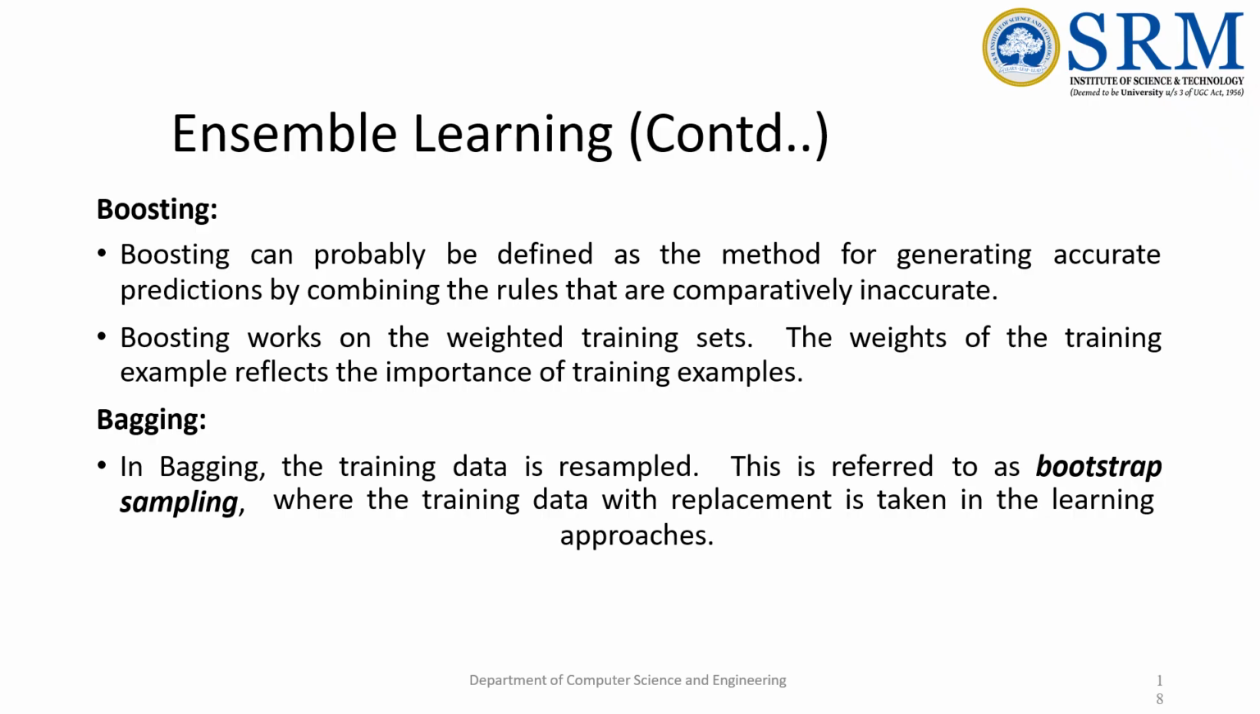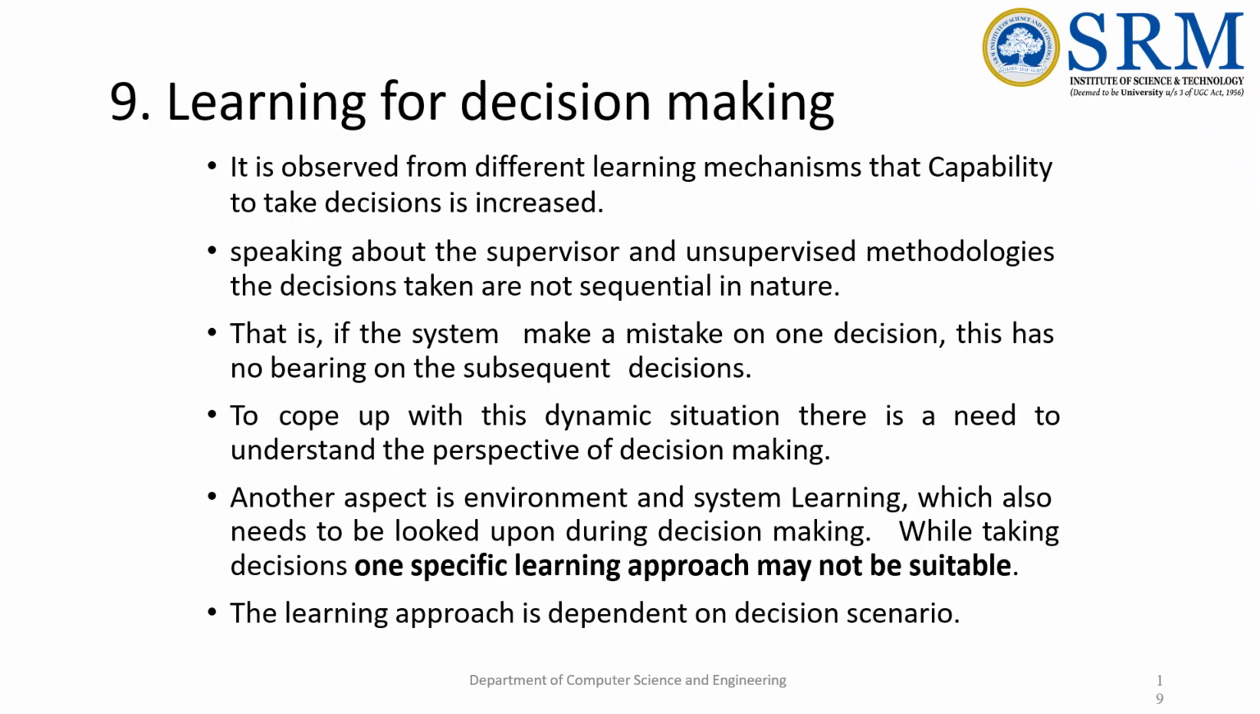Next, we'll move on to learning for decision making. Learning for decision making is a process in which artificial intelligence systems learn from data, experience, and feedback to make the best possible decision in different situations. The goal is not just to learn patterns, but also to select the most appropriate action that leads to the desired outcome. It is a system that acquires knowledge from data and experience to choose optimal actions and make intelligent decisions.